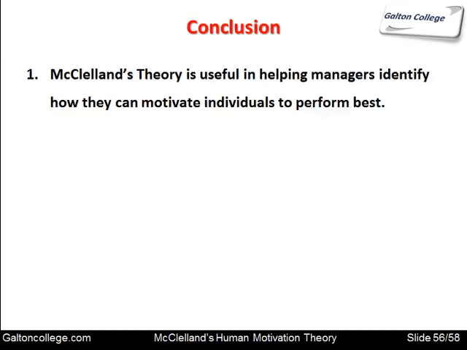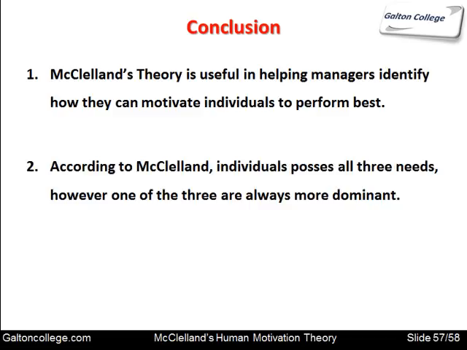Now, the conclusion. McClelland's theory is useful in helping managers identify how they can motivate individuals to perform best. If it's possible to identify the type of person it is, achievers, affiliators, if they're into power, if we can group them into one of those three headings, then there's a better way of dealing with people. The manager knows what sort of person they are and what sort of conditions they like to work under.